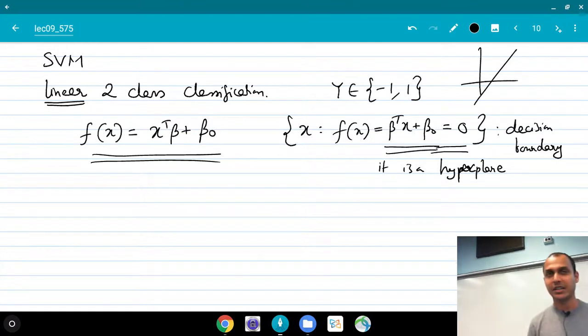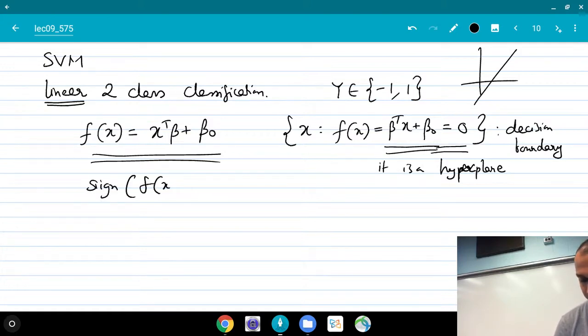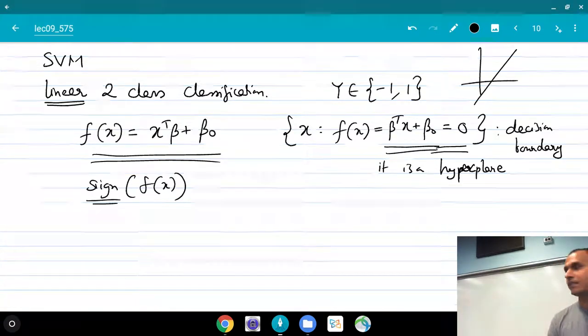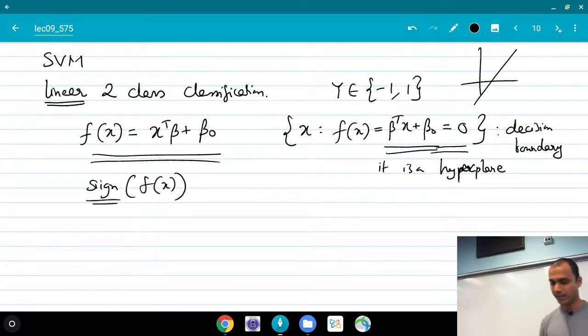Okay, hyperplane, and our classifier is going to be just the sign of f of x. So f of x for every feature value is going to evaluate to some positive number or some negative number. If it's a positive number, my class is going to be +1. If it's a negative number, it's going to be -1. That's the sign function. The sign of any number is just +1 or -1.